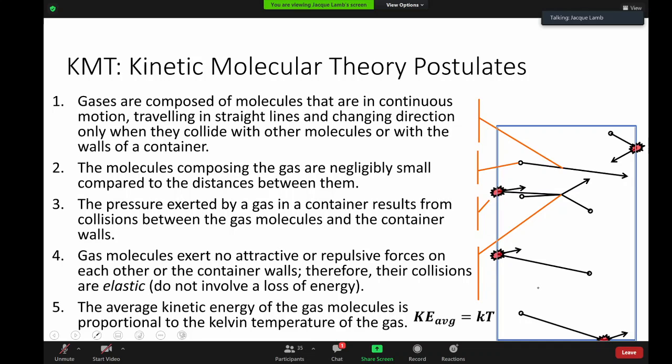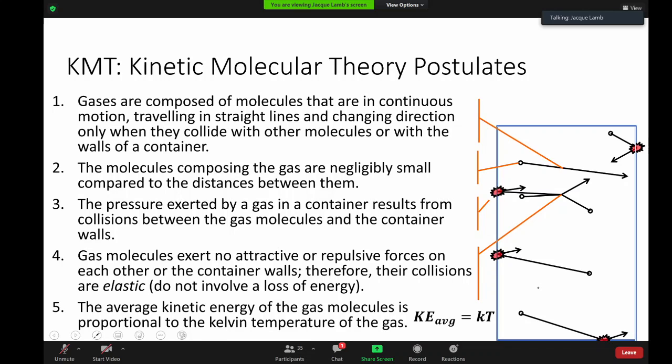The first postulate is that gases are composed of molecules that are in continuous, rapid, random motion. They are always traveling in straight lines, and they change direction only when they collide either with another molecule or with the wall of the container. So they just are in constant random motion.